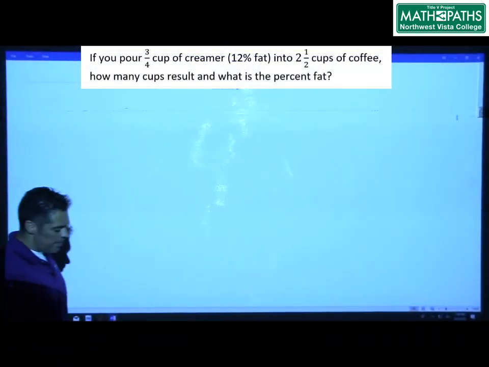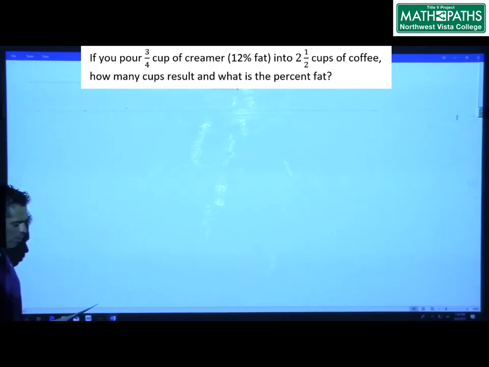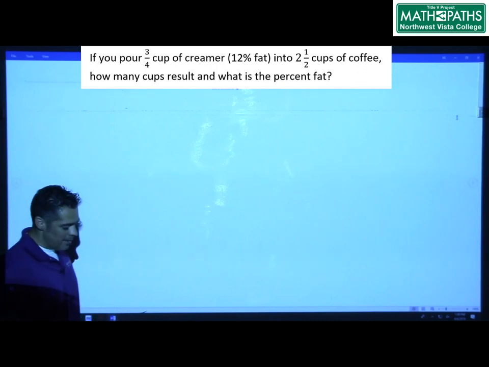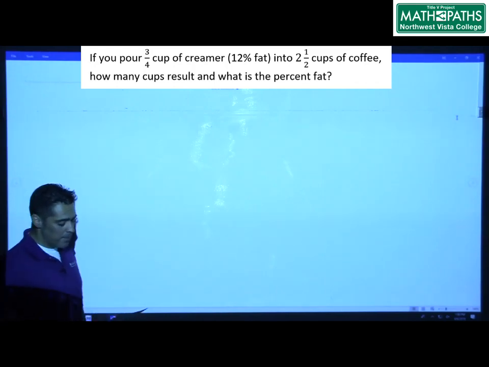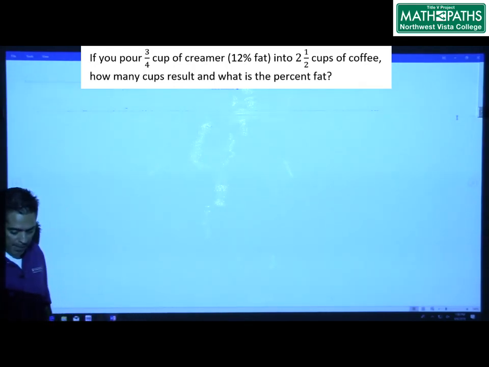Okay, so we are going to be doing this problem. It says if you pour 3/4 cups of creamer, which contains 12% fat, into 2.5 cups of coffee, first of all, how many cups will result? And then what is the percentage of fat that is in that mixture?